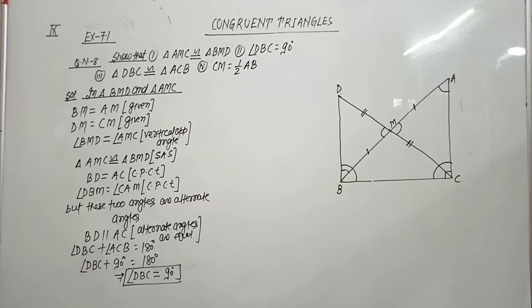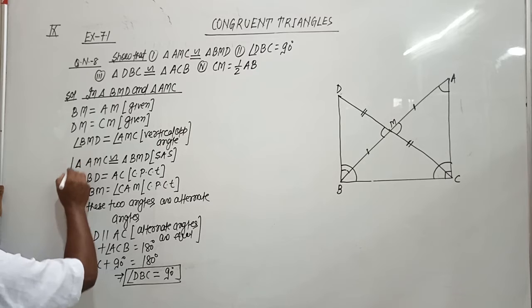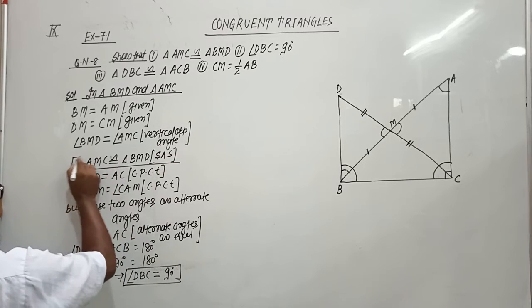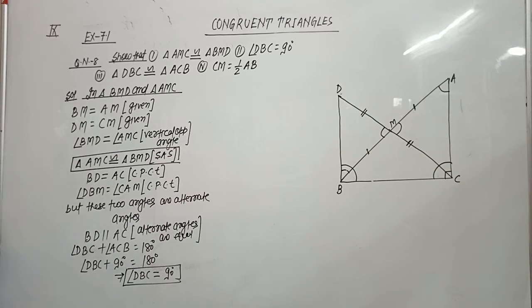So these two parts we have proved. The first part, that triangle AMC is congruent to triangle BMD, and the second part, that angle DBC equals 90 degrees. So these two parts we have proved. Now for the third part, we take two triangles, triangle DBC and ACB.